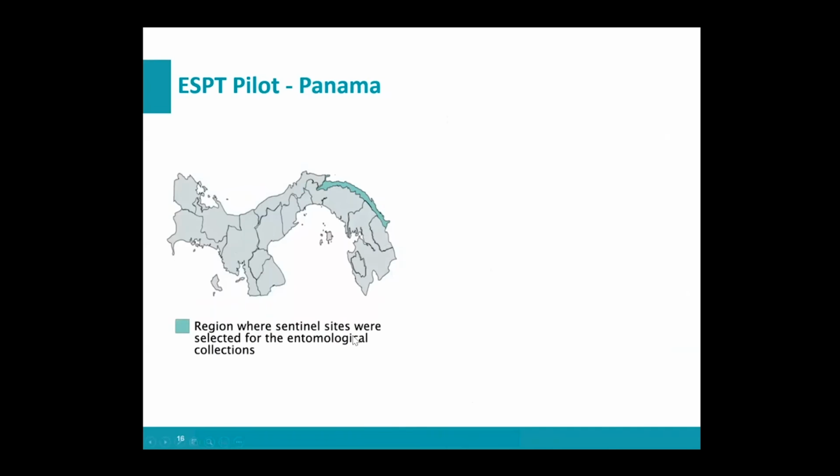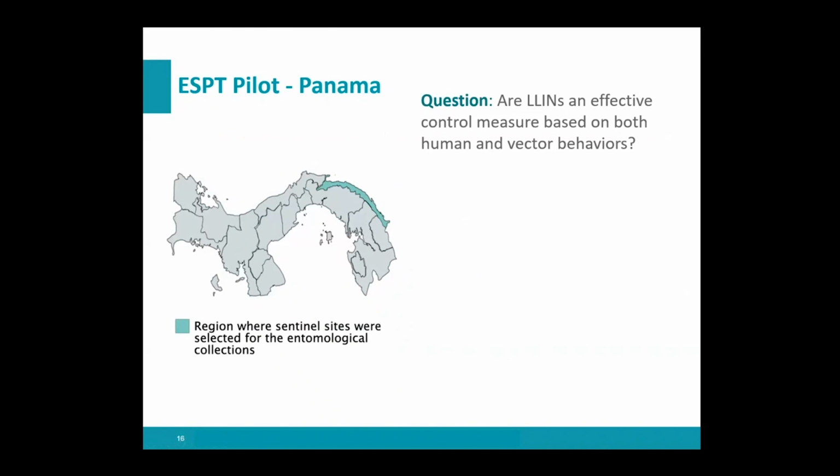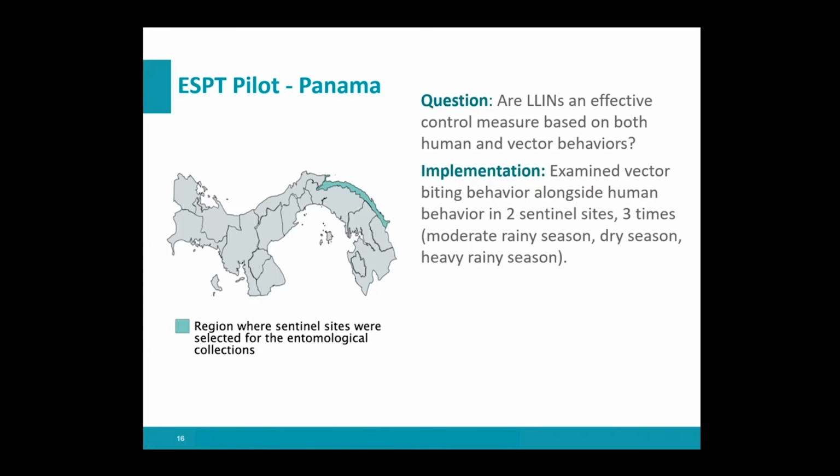In Panama, the country is targeting malaria elimination by 2020, but it's challenged by persisting transmission in remote and rural areas of the country. To better understand the root causes of the persisting malaria transmission, Panama's country program and its partners identified key program questions to address. One of the questions was whether long-lasting insecticide-treated nets were a good, effective control measure based on both human and vector behaviors. In implementation, the program examined vector biting behavior alongside human behavior in 2 sentinel sites over 3 distinct collection periods throughout the transmission season: moderate rainy season, dry season, and heavy rainy season.